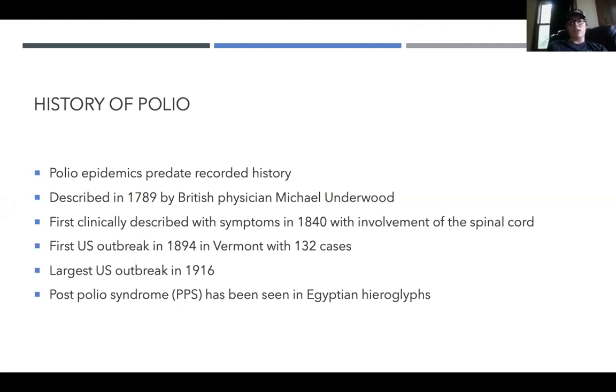The first time it was described by a medical physician was in 1789 by Michael Underwood. Symptoms were clinically described in 1840 because they started to realize it involved more spinal nerves as medicine became more advanced. And then the first U.S. outbreak was in 1894 in Vermont with 132 cases, and it showed more of the general symptoms, and the largest outbreak in 1916.